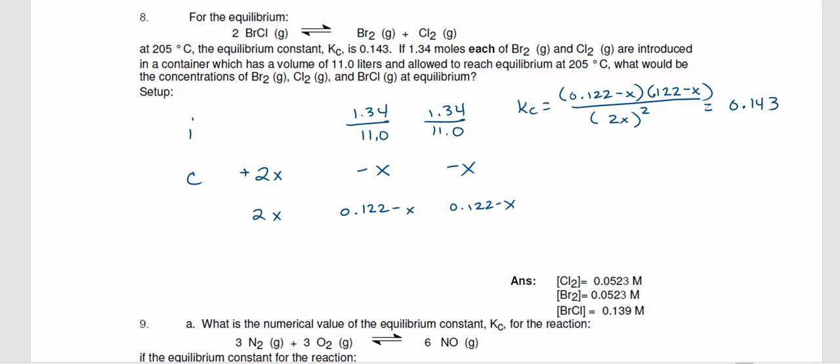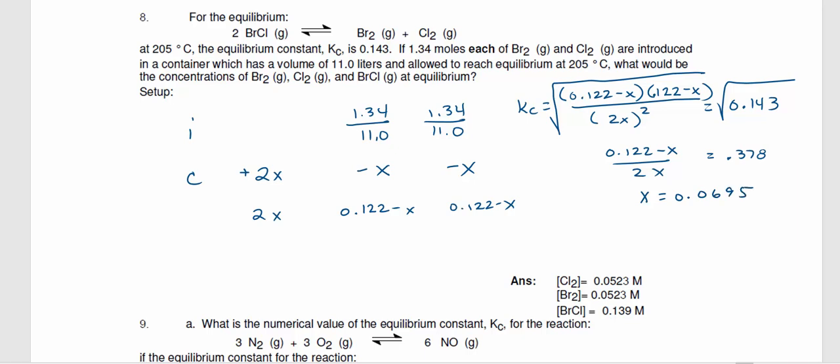Now, typically, we would end up using the quadratic equation, but we don't have to make it hard. We can take the square root of both sides. That's okay. So if we take the square root of both sides, then I have 0.378 here, and that is going to be equal to 0.122 minus x over 2x. So now I can just use my algebra, and I find by multiplying by 2x on both sides, and then collecting my x's and collecting my constants, I find that x is equal to 0.0695.